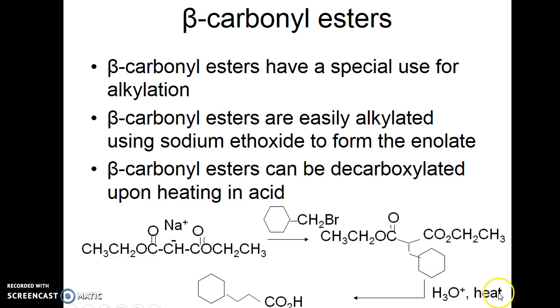If I treat with acid and heat, it will change the ester to the carboxylic acid. Once I have the dicarboxylic acid here, basically you have an acid group alpha to the other carbonyl, you end up having decarboxylation, and so this whole part gets removed.